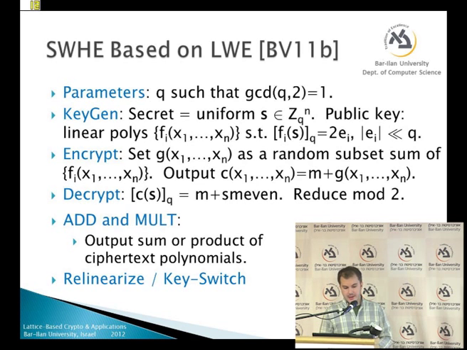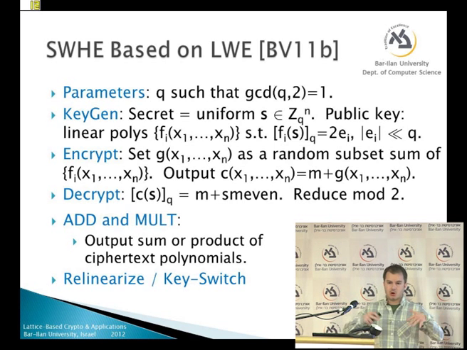When you look at it this way, addition and multiplication are really easy. You just add or multiply the ciphertext polynomials. It's a little higher degree than what it was initially. But then you use the relinearization step that we mentioned yesterday to get it back down to a small linear polynomial.